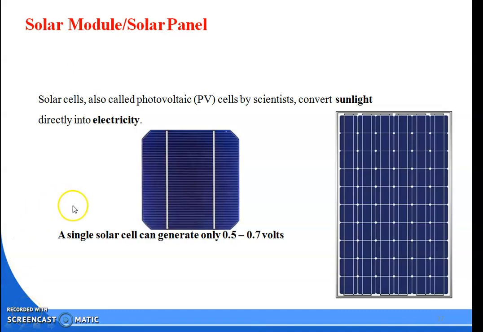This is the solar module panel, or solar panel. A single solar cell can generate only 0.5 to 0.7 volt. So this is the cell. Cells are converted into a group, which forms an array.